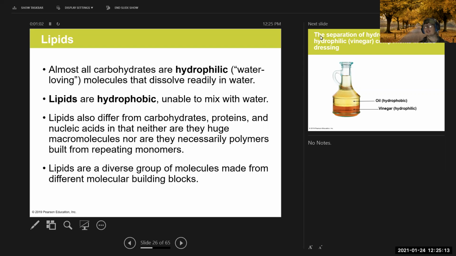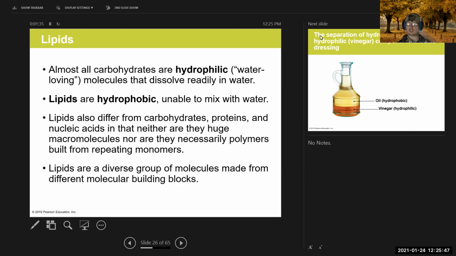So carbohydrates are what we refer to as hydrophilic, which means that they are water-loving molecules. So they dissolve easily in water. So think about table sugar, right? So sucrose. You can put table sugar in water, you can stir it, and that sugar will dissolve in water. So you'll get a solution, an aqueous solution when you do that. And so whenever something dissolves in water, it's referred to as being hydrophilic.